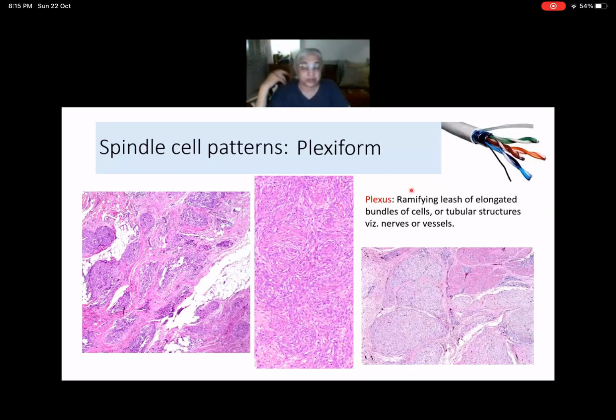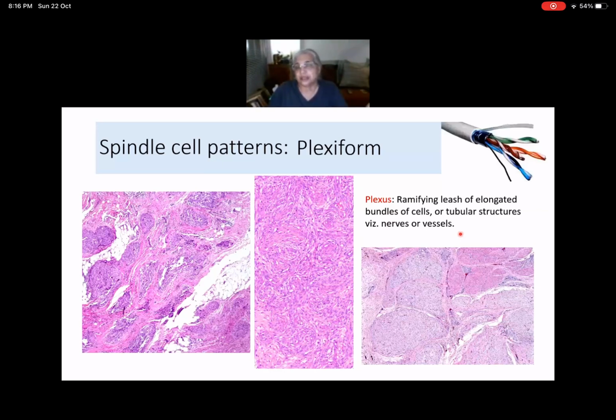A leash is made up of long cables. So you know that nerves are cables, and you can have a leash of nerve fibers when the nerve fibers are coming out of the foramina, etc. So it's a ramifying leash of elongated bundles of cells, or maybe even tubular structures. If you've got lots of tubes that are together, they are twisted over each other.